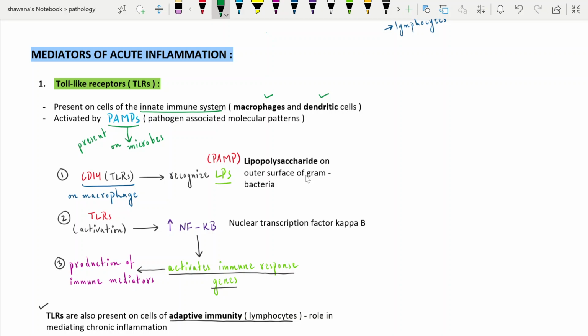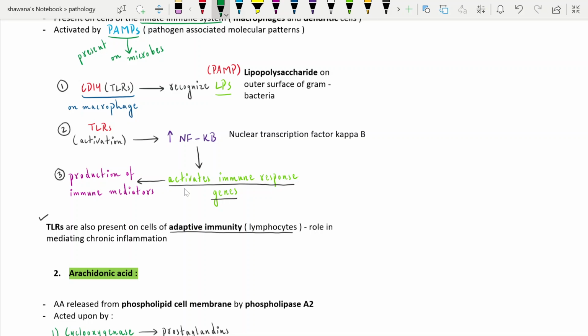Let us see how it's going to mediate the inflammation. Let's see step by step. CD14 is a toll-like receptor that is present on the cell of innate immunity known as macrophages. It recognizes the LPS. What is LPS? LPS is lipopolysaccharide. It is present on the outer surface of gram-negative bacteria.